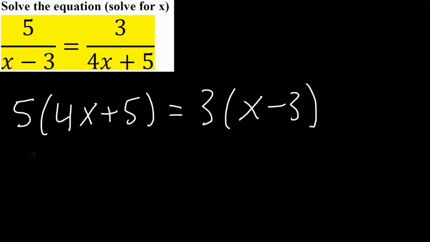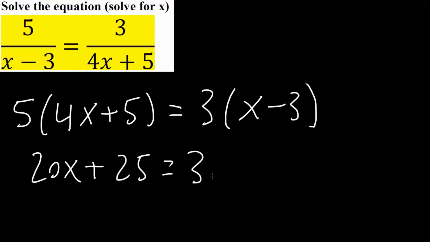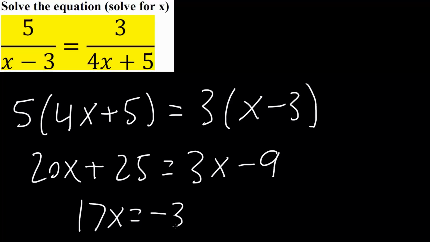So 5 times 4x is 20x. 5 times 5 is 25. Is equal to 3 times x is 3x. 3 times negative 3 is negative 9. And so we're going to want to have x's on one side and constants, like the numbers, on the other side. So 20x minus 3x is 17x is equal to minus 9 minus 25. That would be minus 34.